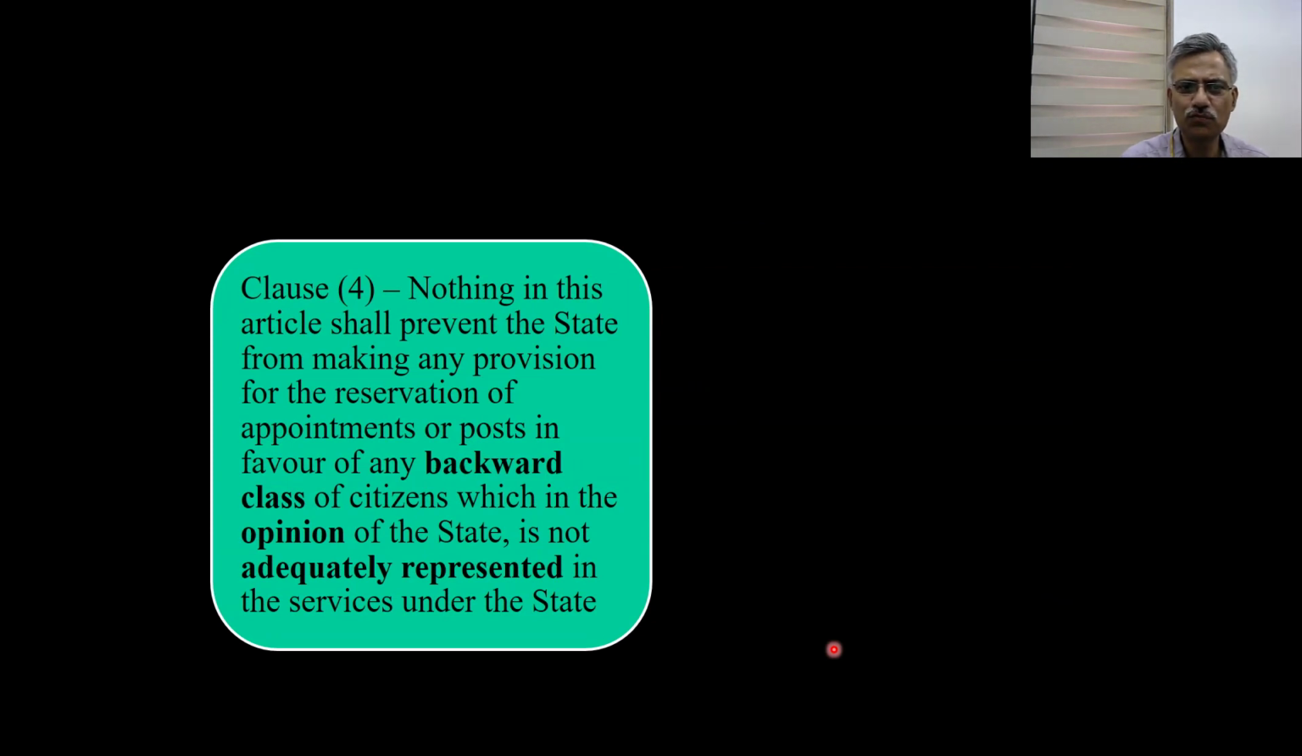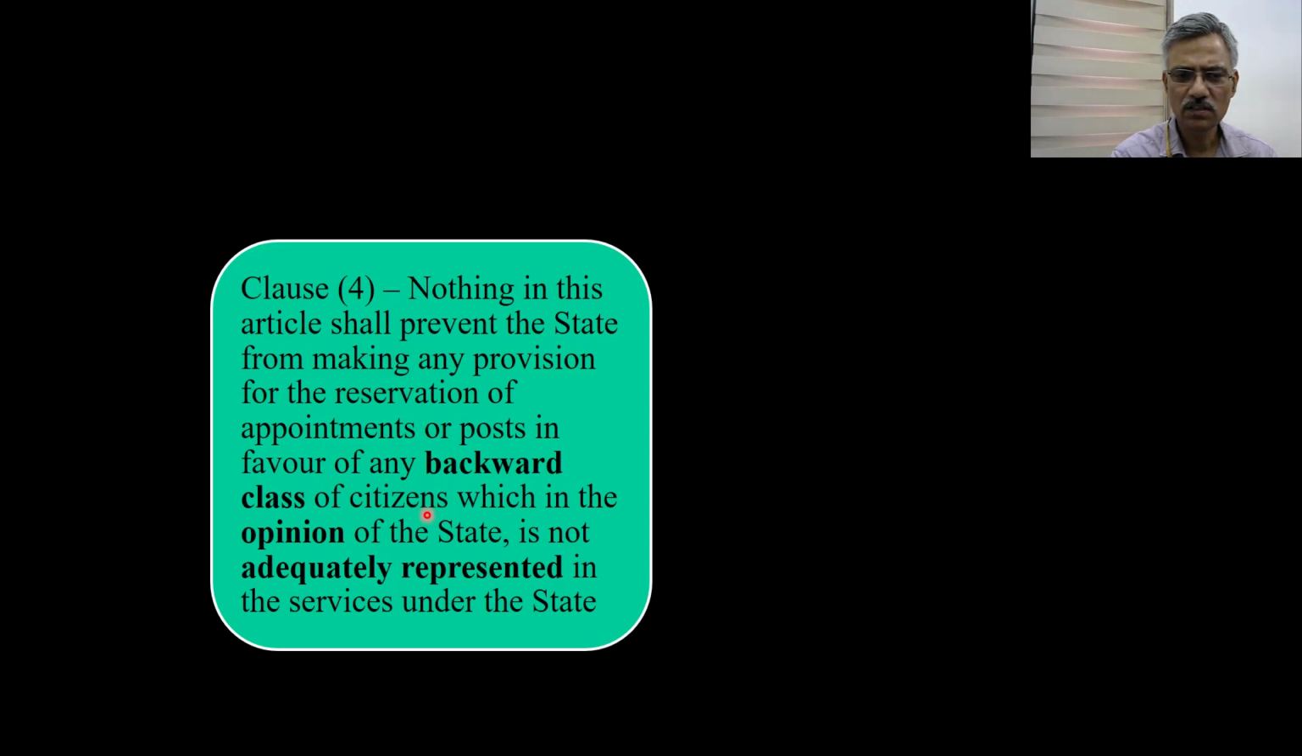Now we'll come to clause 4. Clause 4 says nothing in this article shall prevent the state from making any provision for the reservation of appointments or posts in favor of any backward class of citizens which in the opinion of the state is not adequately represented. So if you see, clause 4 enables the state, and it says that nothing in this article shall prevent. That means clause 1 and clause 2, which are talking about equal opportunity, shall not prevent the state from making any provision for the reservation of appointments or posts in favor of any backward class of citizens which in the opinion of the state is not adequately represented.